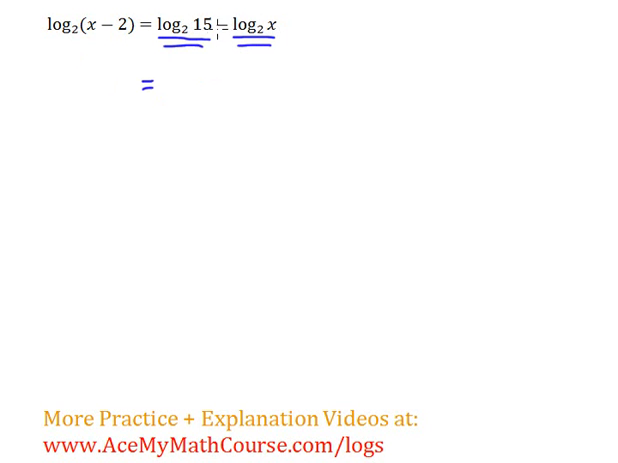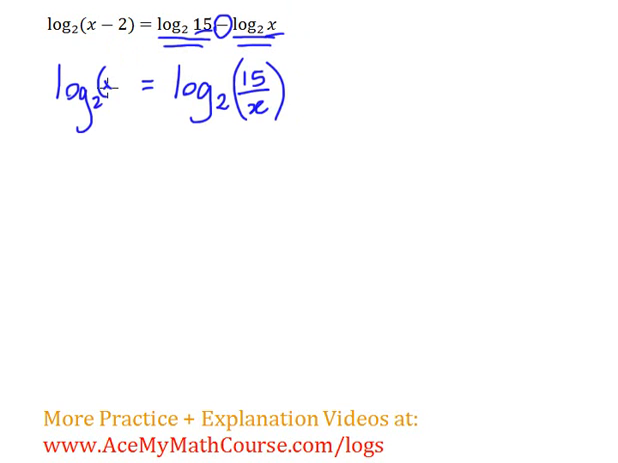Well, we're subtracting them, so I can combine the logs. We still have log base 2, and then we're just dividing the contents. So we get 15 over x. That's it, 15 over x. On the other side of the equation, we still have log base 2 of x minus 2.